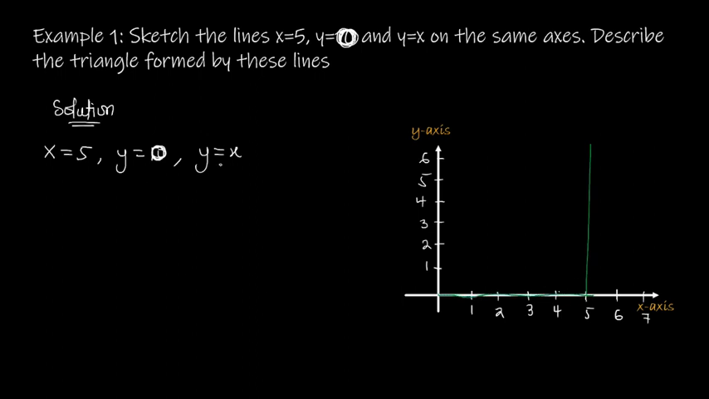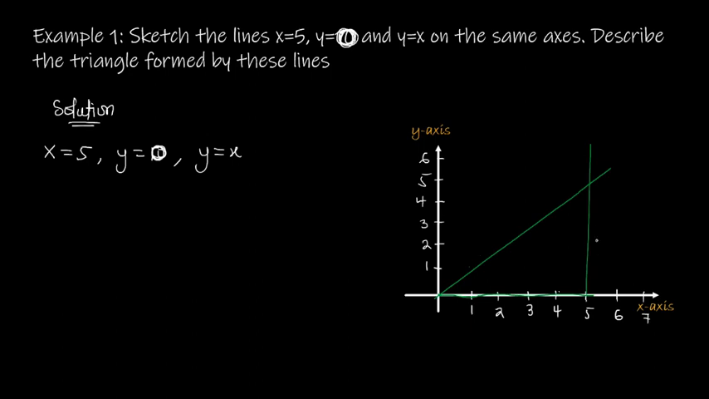Okay, now the last one is y is equal to x. So y is equal to x means when x is 1, y is 1, when x is 2, y is 2. We realize that it will be at the middle over here. So it will be a straight line moving upward from the origin. So let's draw that. So we have something like this.